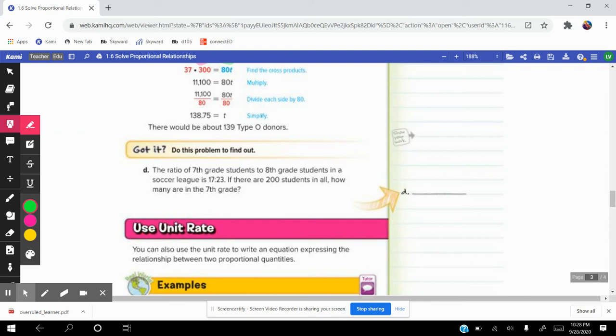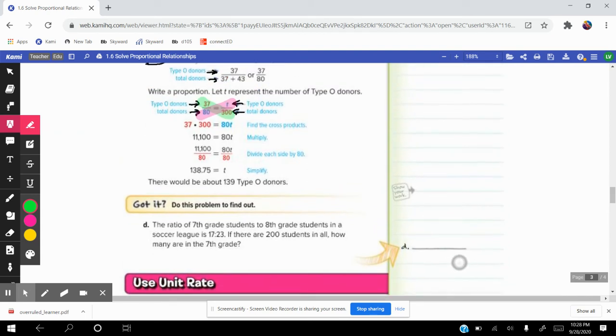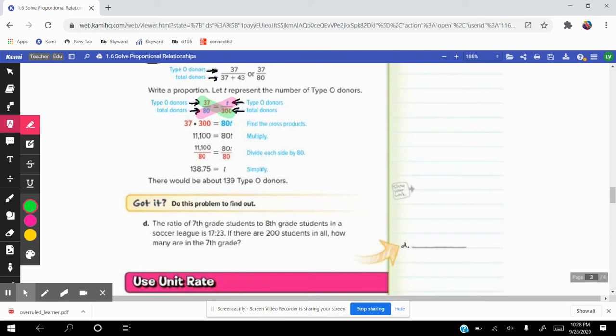So for letter D, the ratio of 7th grade students to 8th grade students in the soccer league is 17 to 23. If there are 200 students in all, how many are in the 7th grade? So I'm going to look at the previous problem to help me set this up. So I want my 7th grade.